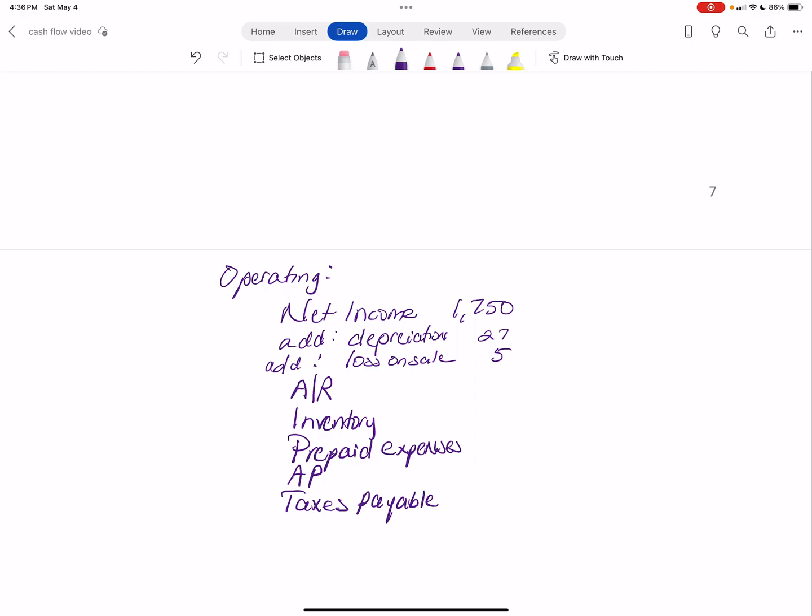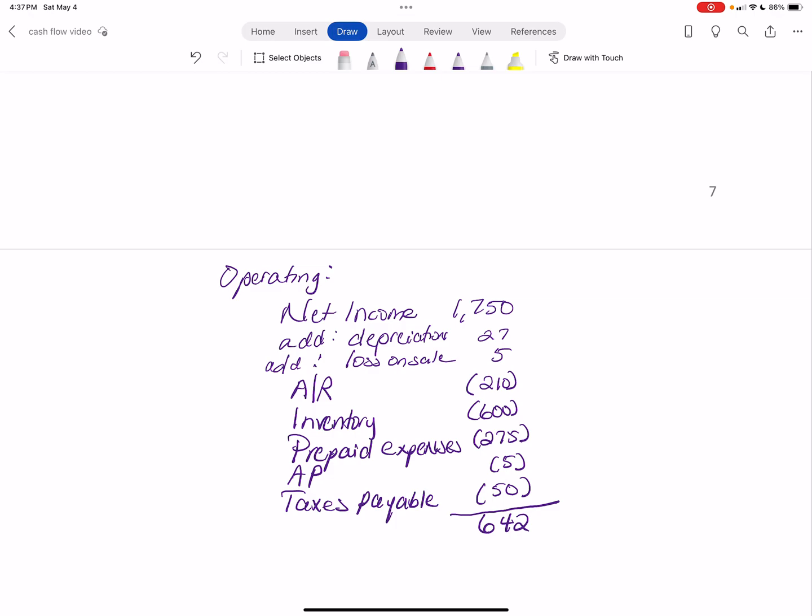So my accounts receivable is going up, so I'll subtract it. Same with inventory and prepaid expenses. When I get to the liability section, the accounts payable has gone down, so I'm going to subtract that. Because remember, when liabilities go down, we subtract. And the taxes payable went down. All right, I'll sum that up. And this says that, in theory, I brought in $642 from my operations.